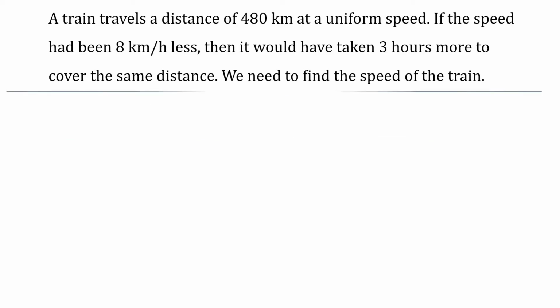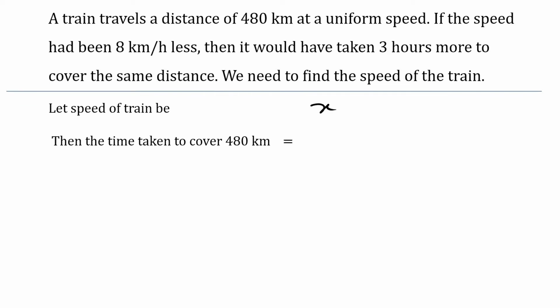In this question we are given a train travels a distance of 480 km at a uniform speed. Here we are given two things. The distance is 480 km and the speed of the train is uniform. If the speed had been 8 km per hour less, then it would have taken 3 hours more to cover the same distance. We need to find the speed of the train. So let us assume the speed of the train to be x km/h. Then the time taken to cover the distance of 480 km would be distance over speed, that is 480/x hours.